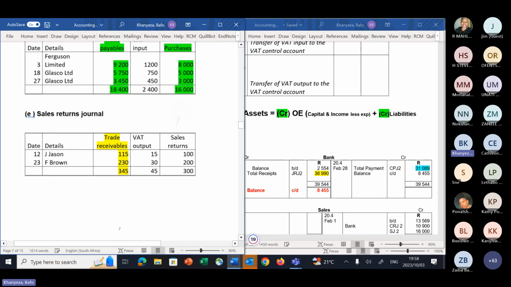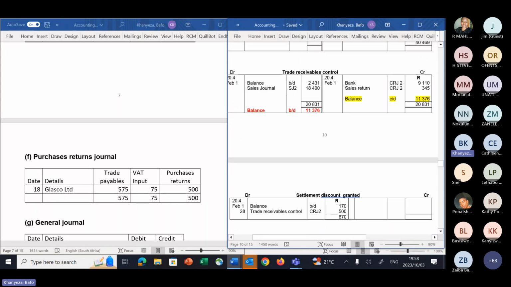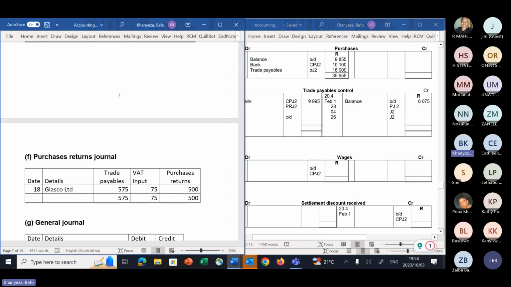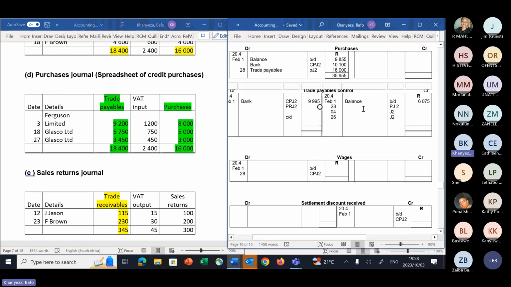I'm simplifying it. This is the informal way of just calling it so that you understand. So it's a spreadsheet of credit purchases. So what does that mean then? It means the creditors, the trade payables that are in the purchases journal. So the contra account is purchases journal. Purchases, which is 18,400.